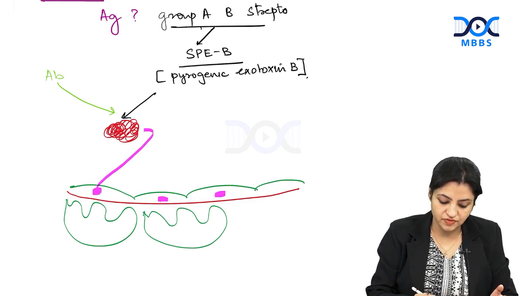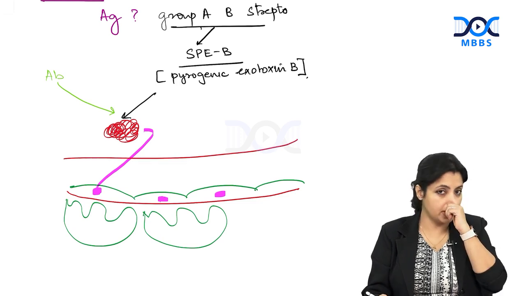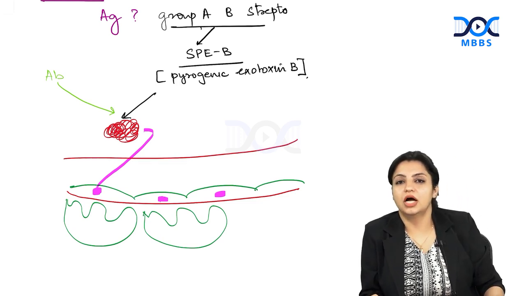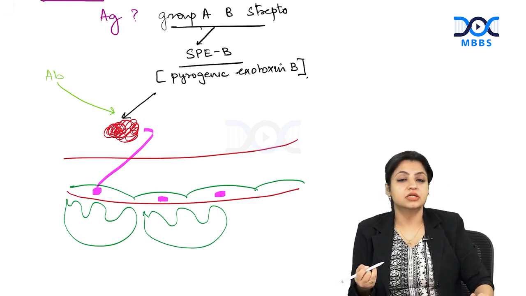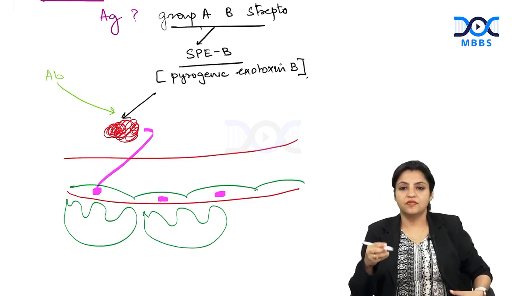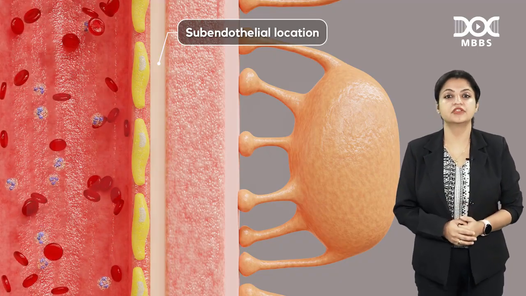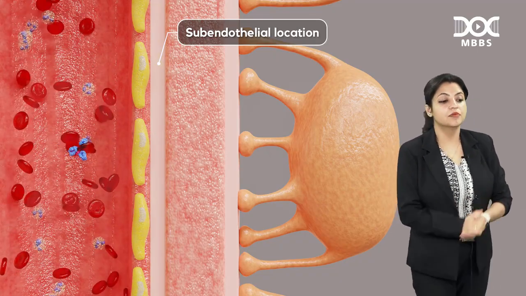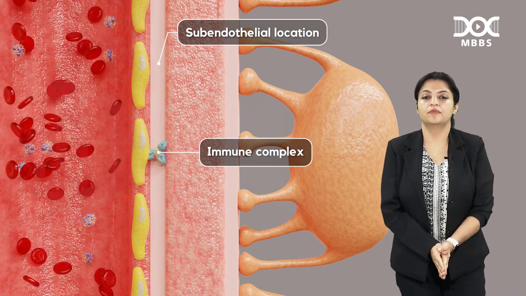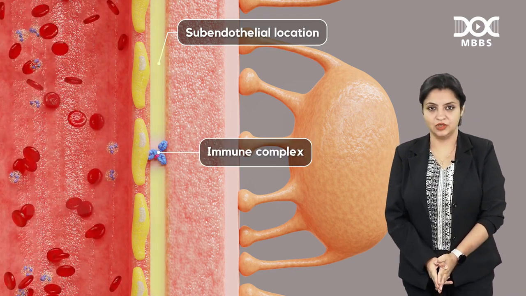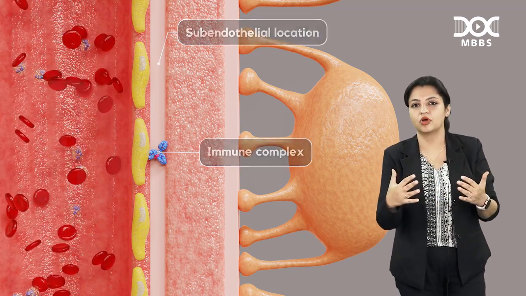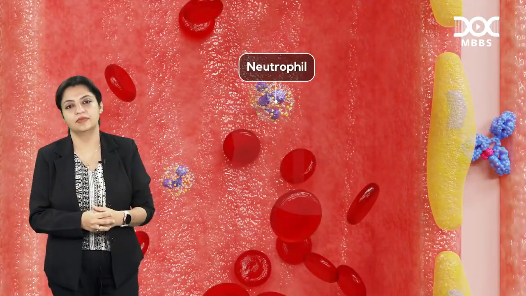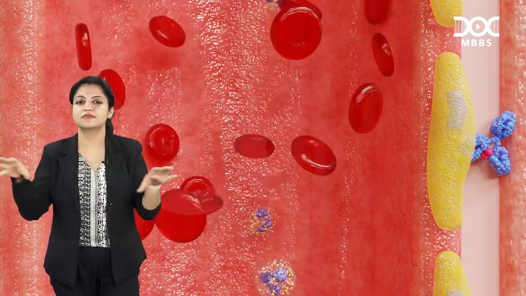This location is a very crucial location. This is called the subendothelial location. I hope you understand, guys, whenever we talk about the subendothelial location, it's a very dangerous location. Why? You know why? Because whenever an immune complex is deposited in the subendothelial location, it is in close proximity to the blood inflammatory cells, because there are a lot of WBCs flowing in the blood.